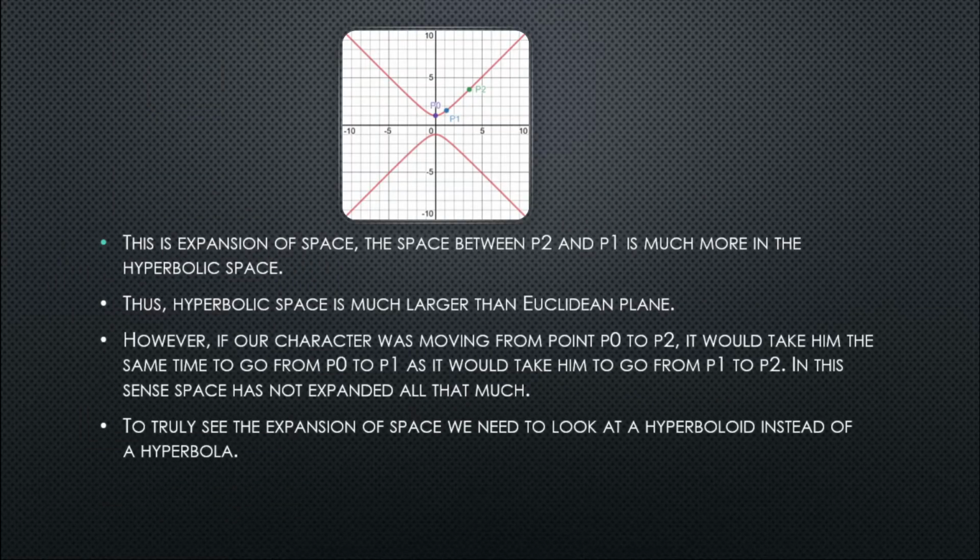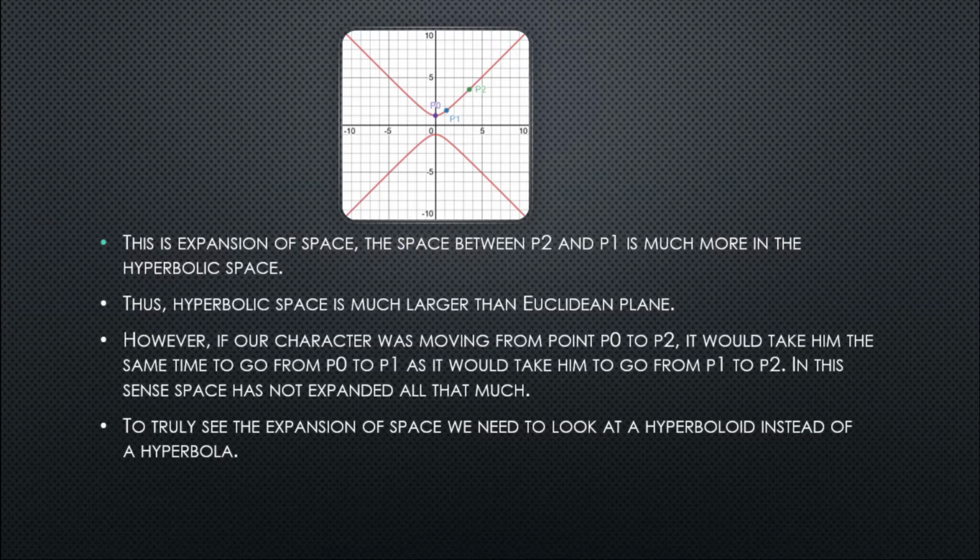This is the expansion of space that hyperbolic space presents us with. We can have much more information in hyperbolic space in a smaller region as opposed to Euclidean space because of this. However, our character would cover these distances in the same amount of time, even though the distance has increased in a Euclidean perspective, as you can see in the figure. This is because, again, these distances are 1 unit in hyperbolic space.